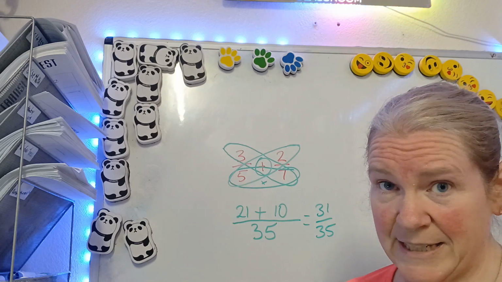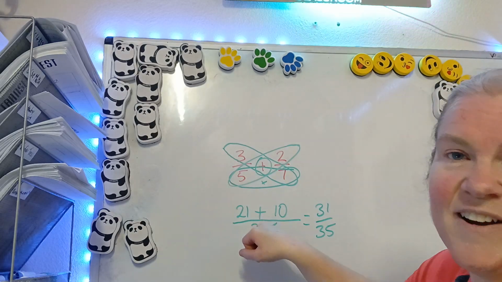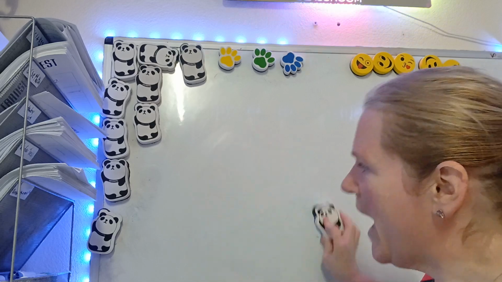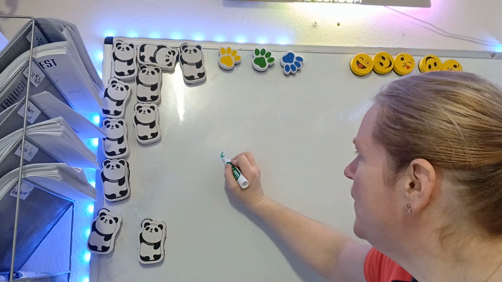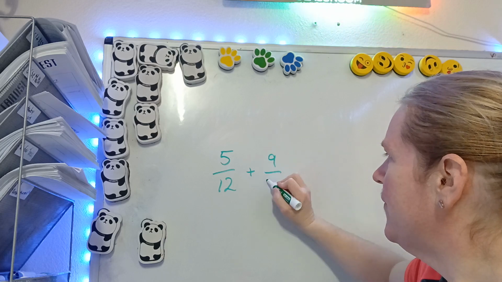Now the handy thing is, it's the same for subtraction. The only difference is, instead of adding there, you take away there. Right, I'm going to do another one, just to prove another adding one, and then I'll do a subtraction one, and then that is you for today. So 5/12 plus 9/10.